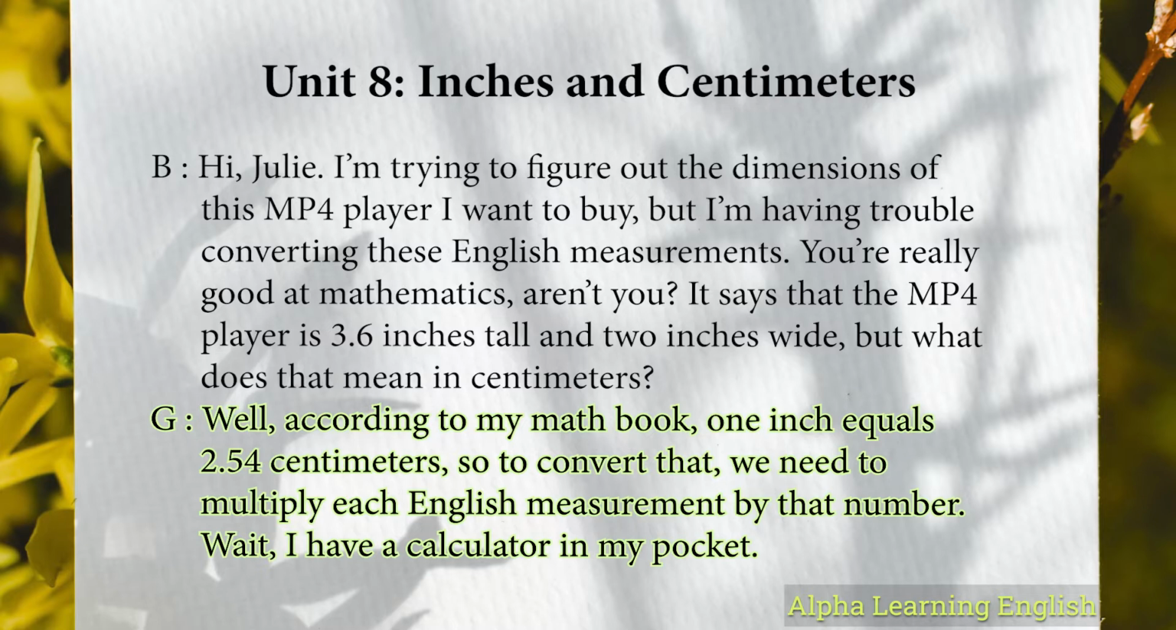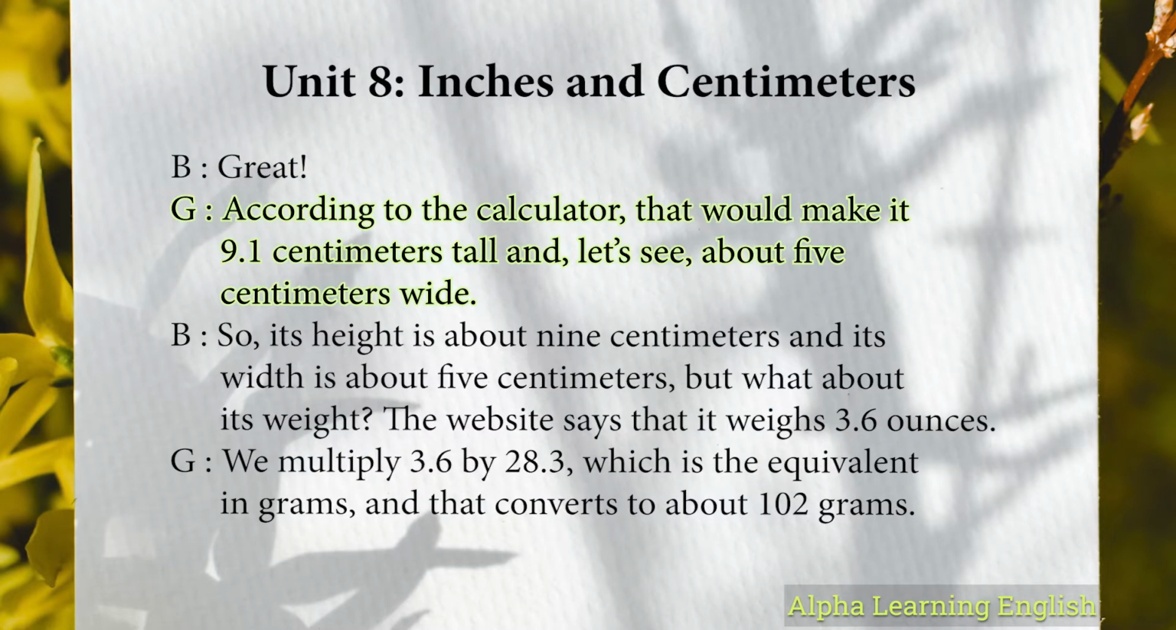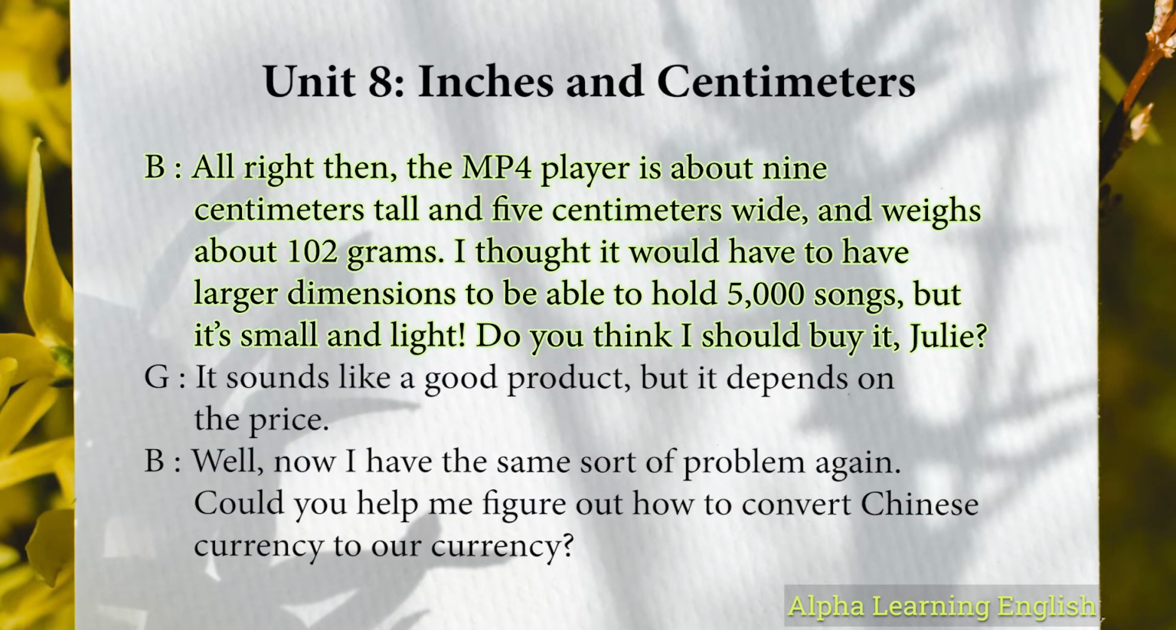Wait, I have a calculator in my pocket. Great! According to the calculator, that would make it 9.1 centimeters tall and, let's see, about 5 centimeters wide. So, its height is about 9 centimeters and its width is about 5 centimeters. But what about its weight? The website says that it weighs 3.6 ounces. We multiply 3.6 by 28.3, which is the equivalent in grams, and that converts to about 102 grams. All right then. The MP4 player is about 9 centimeters tall and 5 centimeters wide and weighs about 102 grams.